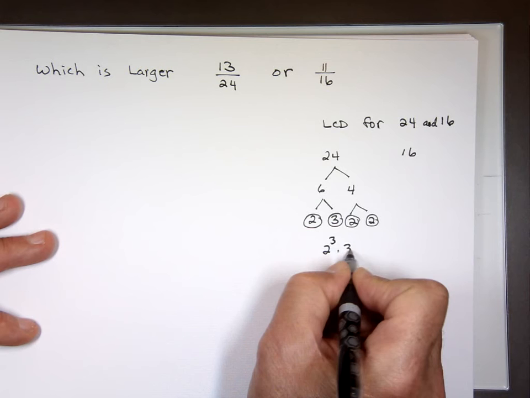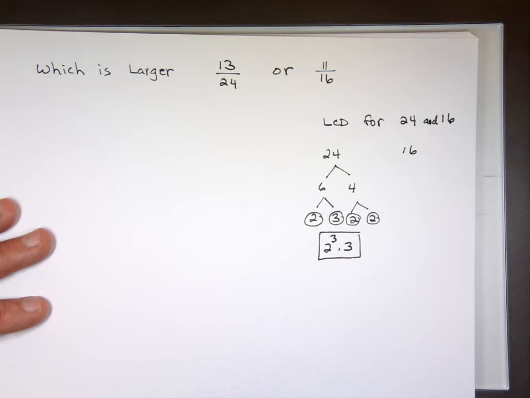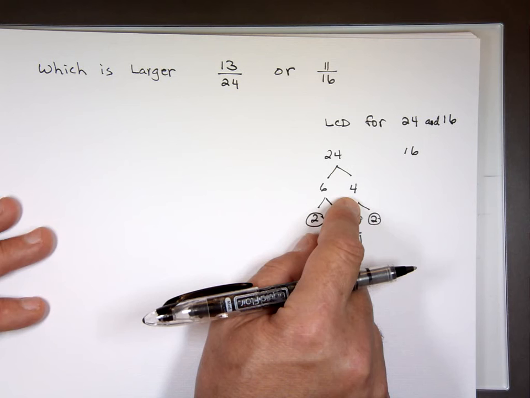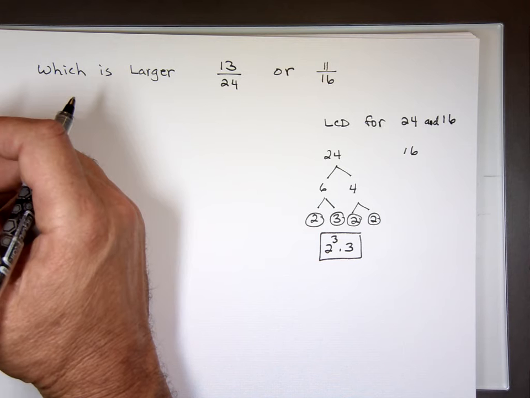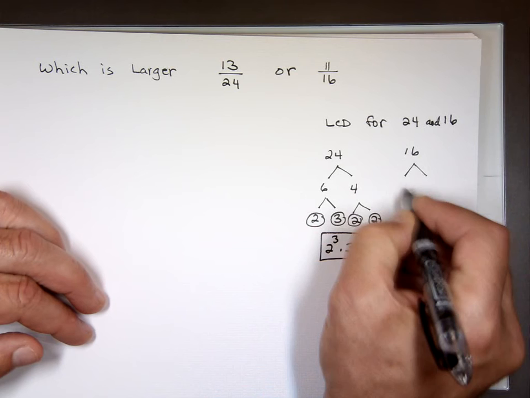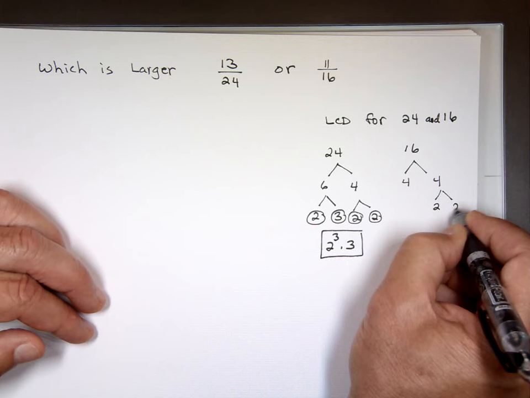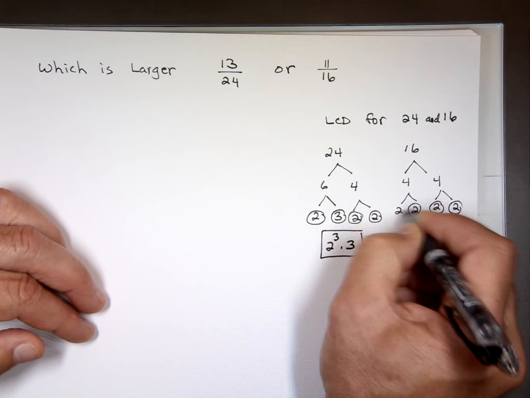What is it? They're not prime. A prime number is one you can't divide. 6 you can divide by 2. Yep, you have to use prime numbers, prime factorizations. 16, I can go 4 and 4. Neither one is a prime. 2 and 2, prime numbers. What's the 16? 2 to the 4, and I'm done.